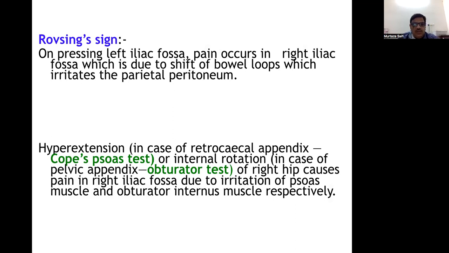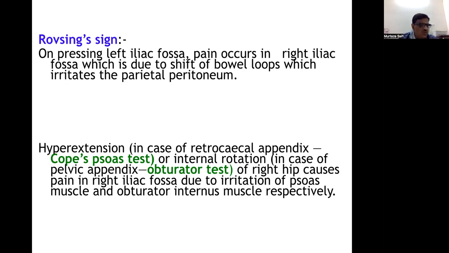Next is the hyperextension in case of retrocecal appendix, the psoas test, or internal rotation in case of pelvic appendix, the obturator test. Movement of the right hip causes pain in the right iliac fossa due to irritation of the psoas muscle and obturator internus muscle respectively. So these are also very important.